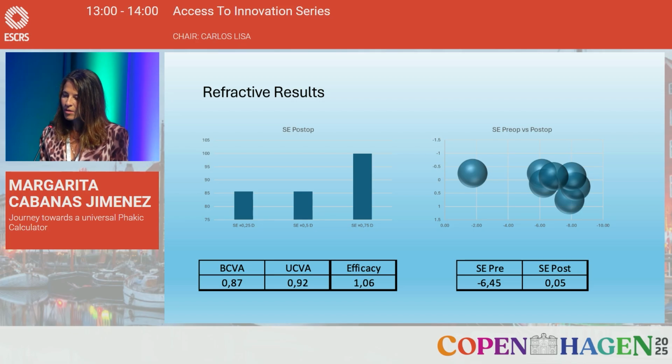The refractive outcomes I have obtained so far are excellent, with a mean spherical equivalent of 0.05 diopters at 2 months. In addition, 85% of the patients are within more or less 0.25 diopters, and 100% are within 0.75.